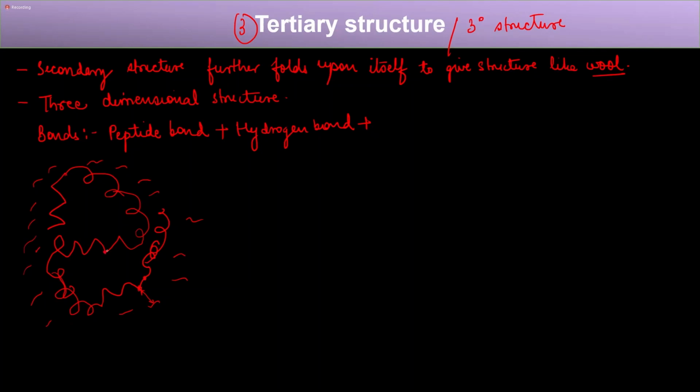Similarly, if there is one amino acid here and one amino acid here, and it is present in the core, that is, it is not exposed to the water, it is present inside, then these amino acids must be non-polar, right? Because non-polar amino acids are the ones that do not interact with the water.